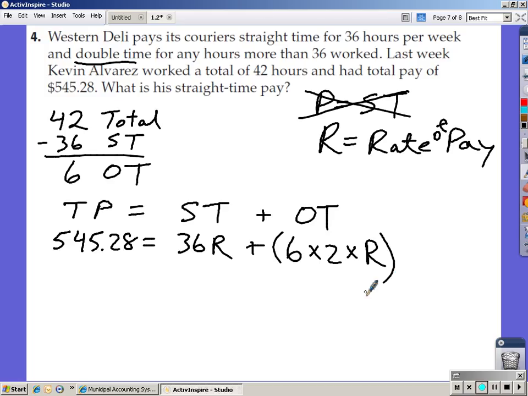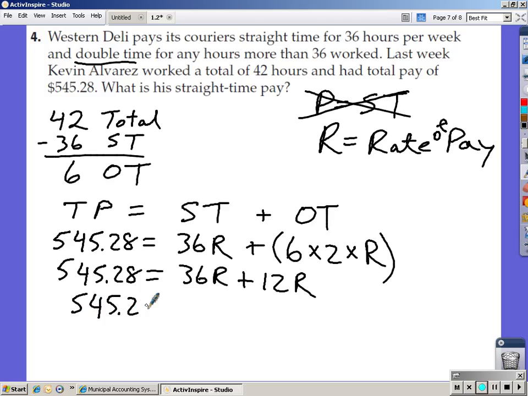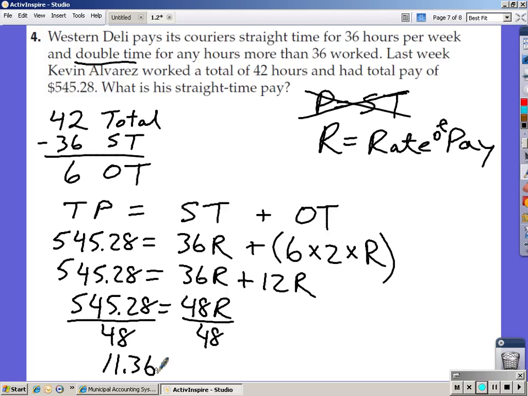Okay? So 545.28 equals 36R plus 6 times 2 is 12 times R is 12R. 545.28 equals 48R. Divide both sides by 48. 545.28 divided by 48 is $11.36 equals R. Now, that is not my final answer.